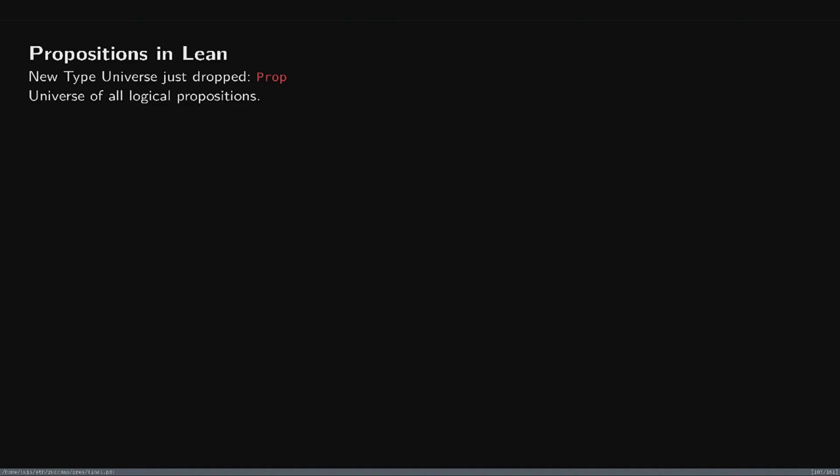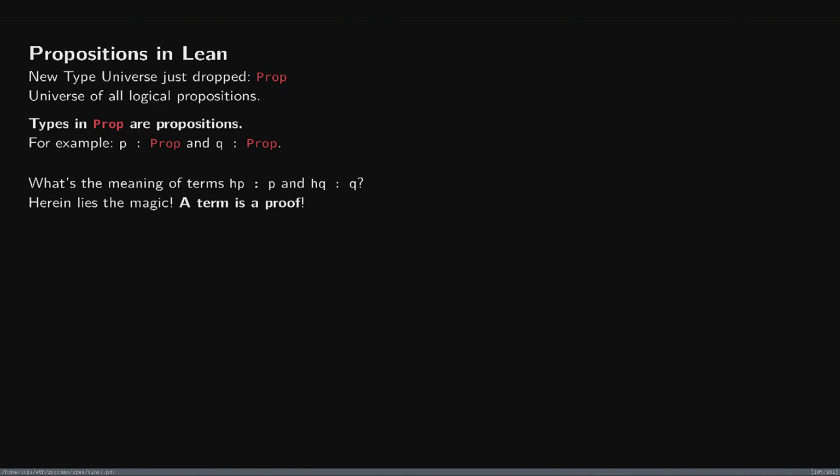And for this, we need a new type universe called Prop, the universe of all logical propositions. And inside of this, we have types, and the types in Prop are the propositions. For instance, P of type Prop and Q in Prop. Well, Prop is a universe, not really a type. P and Q are types. And since these are types, they can have terms, right? So what is the meaning of a term HP and HQ, which are of type P and Q?